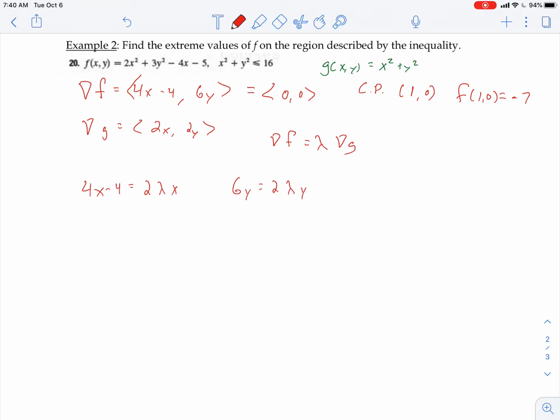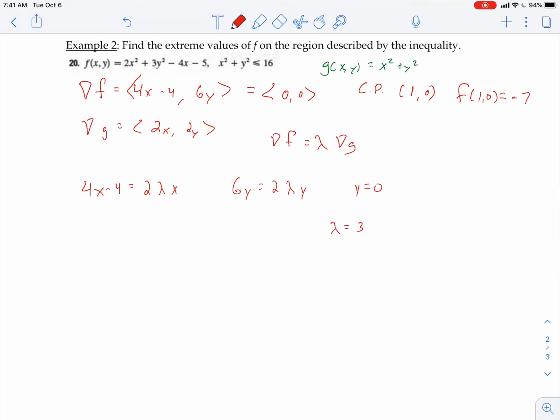I'm going to look at this and try to determine which one is easier to work with so that we can find our critical values. And so over here, I'm going to use 6y is equal to 2 lambda y. The reason I want to do that is because there's only two choices for this. Either y is going to equal 0, or lambda is going to equal 3.